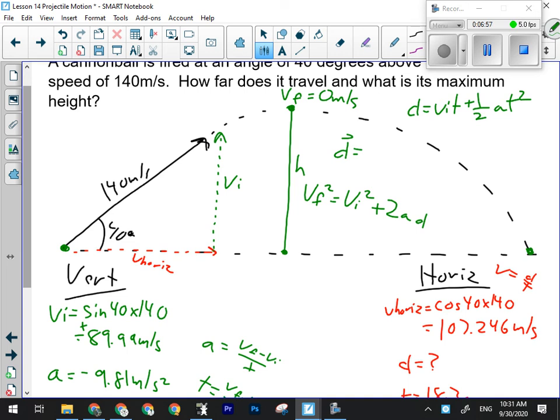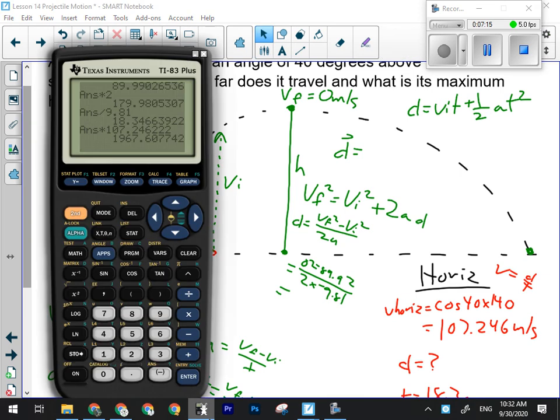I'm going to manipulate it for D. So D will be VF squared minus VI squared over 2A. So that'll be 0 squared minus 89.9 squared divided by 2 times negative 9.81. Okay. So we have 89.